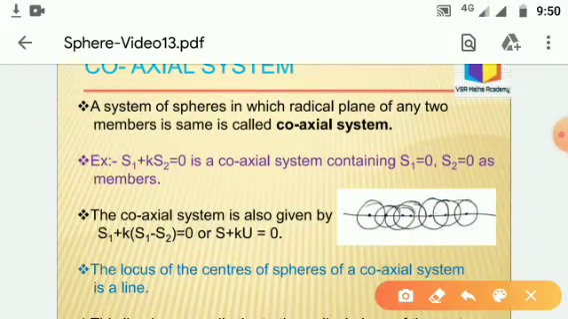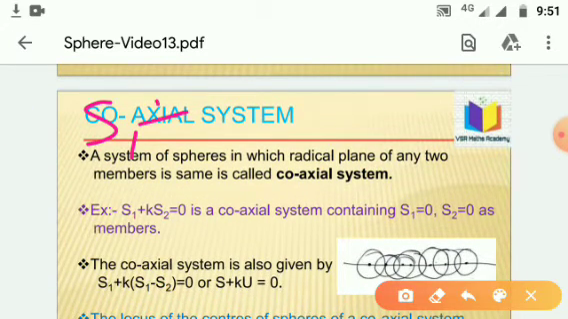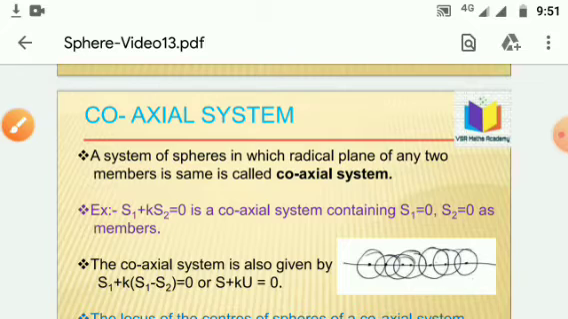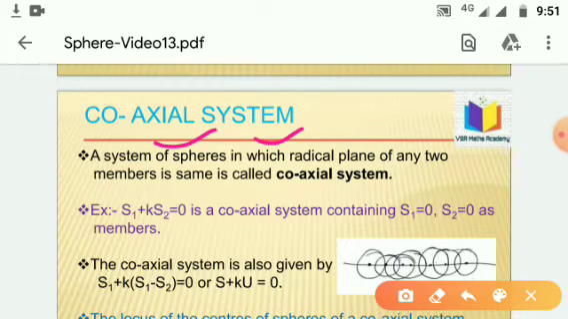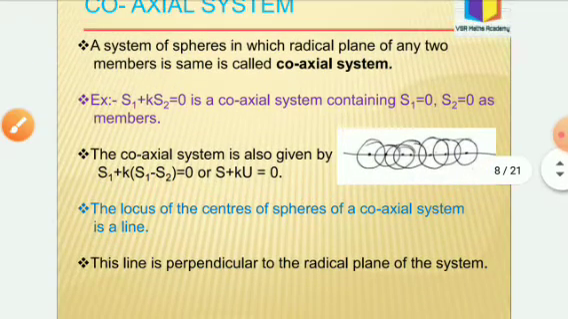Coaxial system. A system of spheres in which the radical plane of any two members is the same is called a coaxial system. As we have proved in the earlier theorem, if you take any two members of the system S1 plus K S2 is equal to 0, then the radical plane is the same. Such a system is called a coaxial system. A system of spheres in which the radical plane of any two members is the same is called a coaxial system. Example, S1 plus K S2 is equal to 0.